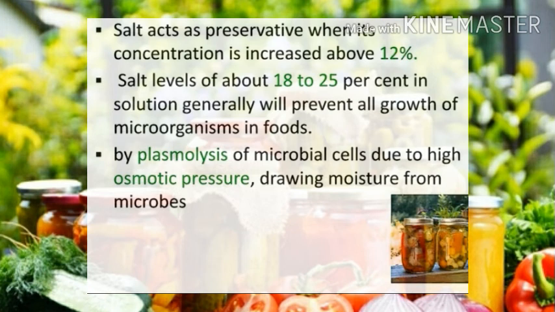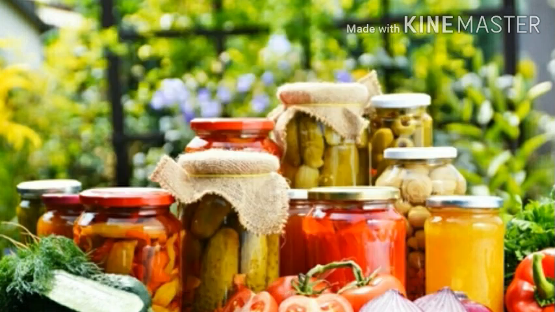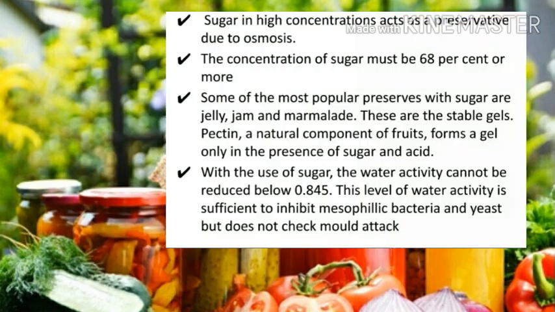And next one is sugaring. Sugar in high concentration acts as a preservative due to osmosis. The concentration of sugar must be 68% or more. Some of the most popular preserves with sugar are jelly, jam, and marmalade. These are stable gels.